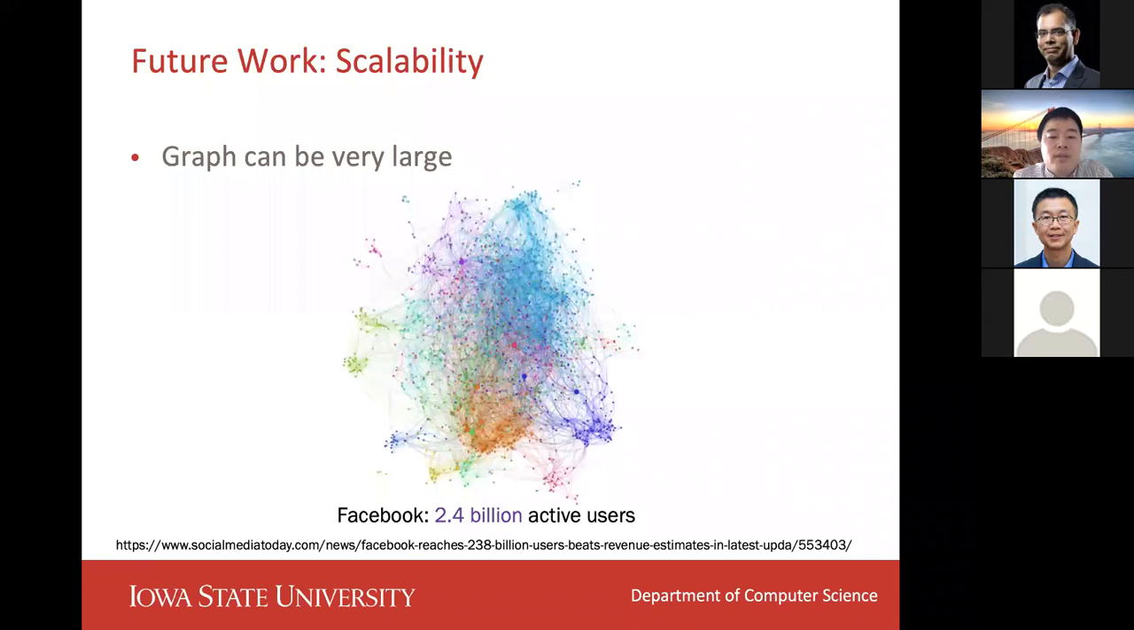Previous research work on graph neural networks mainly focused on the effectiveness of models. But on graphs, scalability is a very critical issue. The fact is that a graph can be very large. In some social networks, there are about 2.5 billion active users. So this means we may have a graph with 2 billion nodes, and it is impossible to run existing graph neural networks on such giant graphs. So scalability is the next challenge we need to address on graph neural networks.